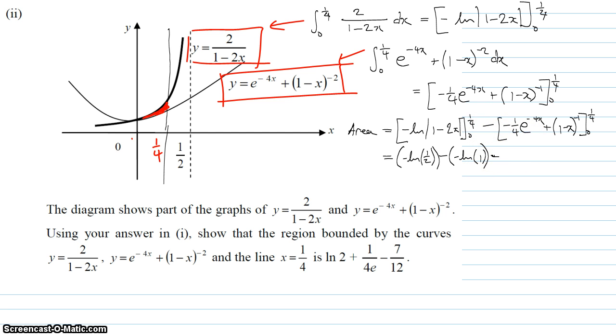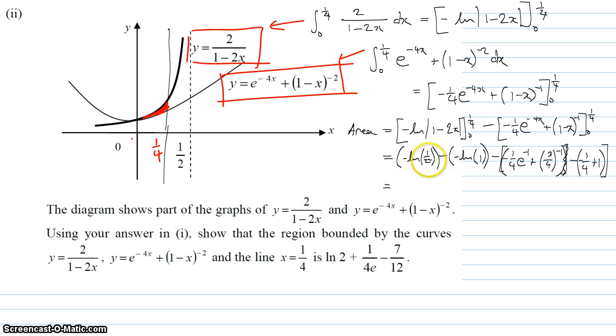What about this expression? Substitute in a quarter. What do I get? I get minus 1 quarter e to the minus 1 plus 3 over 4 to the power of minus 1, so 1 minus a quarter. And then, this should be round brackets here, minus away, substitute in 0, I get minus a quarter, e to the 0 is 1, plus 1 minus 0 is 1 to the power of minus 1, so this is just plus 1. So that's a little bit difficult to see, but it's okay.